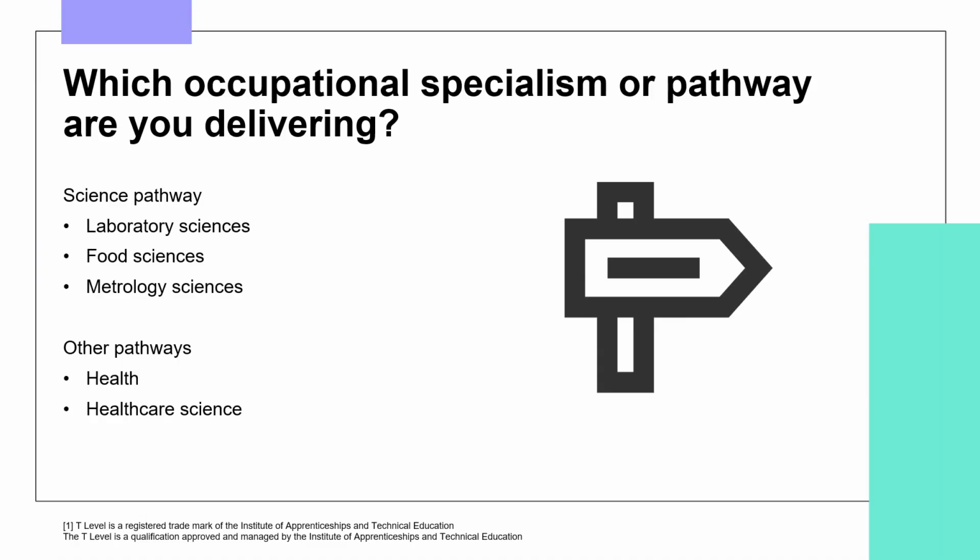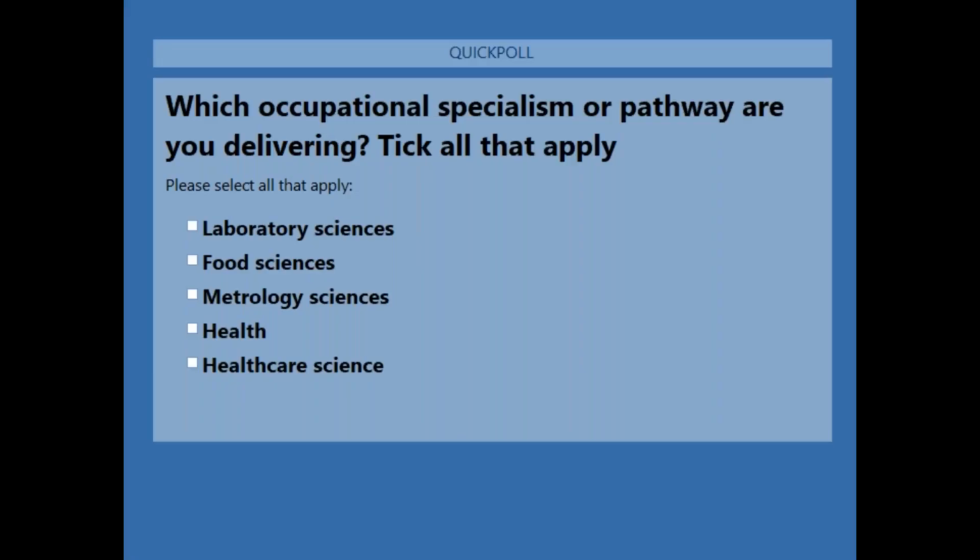But first I would like to launch a poll, as I would just like to know which science occupational specialism you're going to be delivering, or if you're not delivering the science T-level, then which pathway is it you are delivering? Are you delivering health or healthcare science? And please tick all of those that apply.